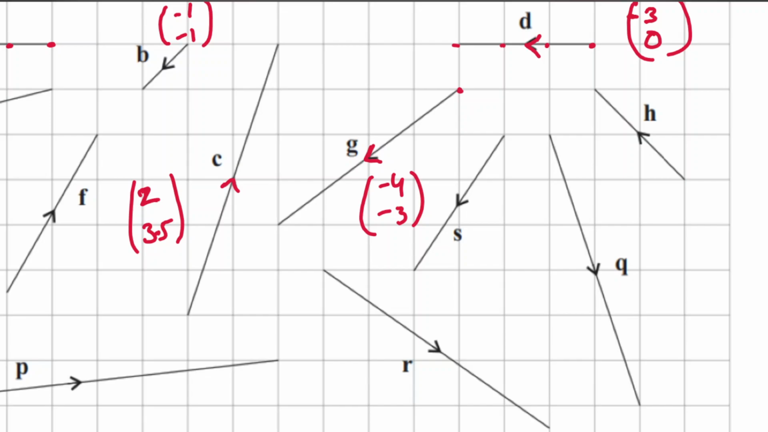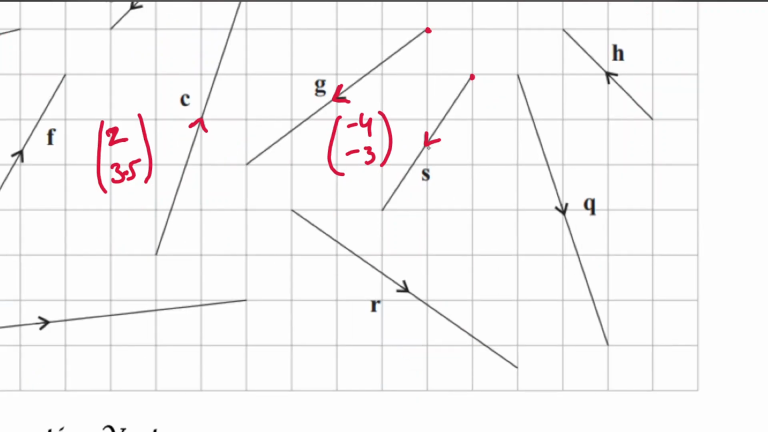And S, from here I have to start, the direction is down. How many units is it going left side? 1, 2. So 2 units negative, and 1, 2, 3, so 3 units negative again: minus 2 and minus 3.